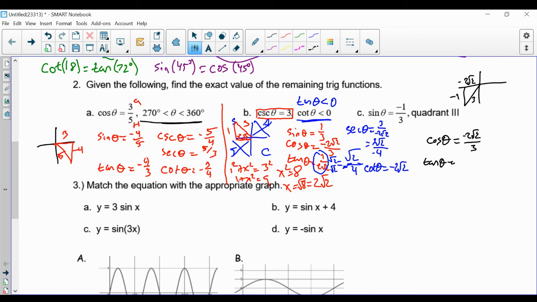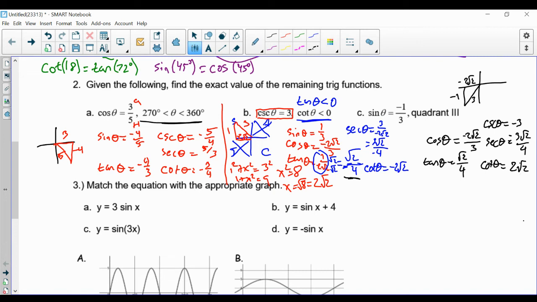Tangent, well, tangent would be negative 1 over negative 2 root 2. Two negatives make a positive, but again, we've already done all that work to rationalize, so I'm just going to take the answer from before and just make it positive. And then we have the 3 reciprocals. So when I take the reciprocal of sine, I get negative 3. Reciprocal of cosine, I would end up getting 3 root 2 over 4, and it would still be negative. And then cotangent ends up giving me positive 2 root 2.